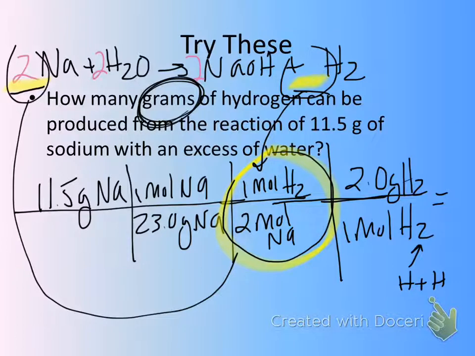Okay, now let's see what we can factor out of this. We can get rid of this 2 and this 2, because 2 divided by 2 is 1. And now we're going to look at 11.5. How many times can 11.5 go into 23? It can go into 23 twice. It goes into itself once. So our answer here is 1 divided by 2, or 0.5. So you have 0.5 grams of hydrogen produced. And that's your answer.